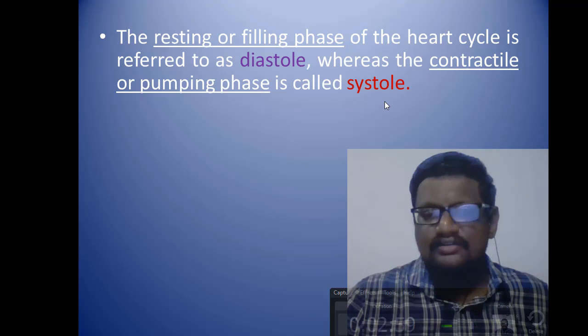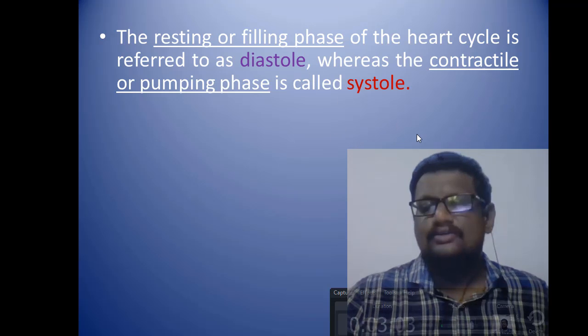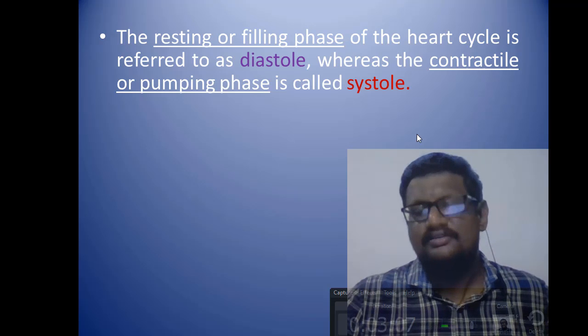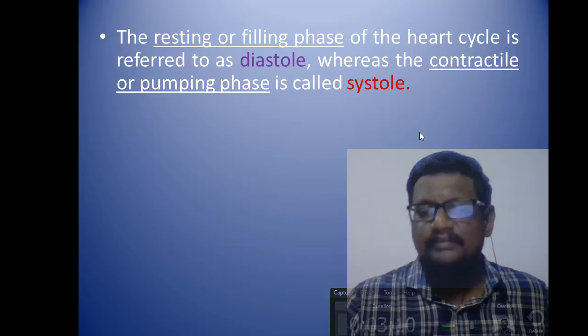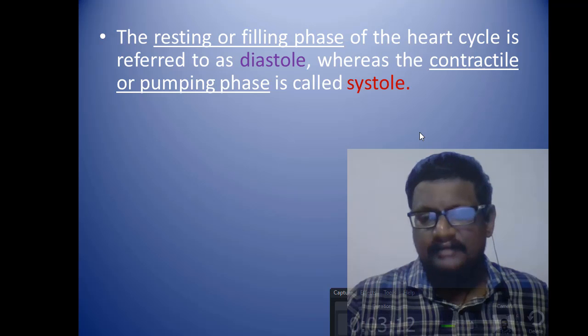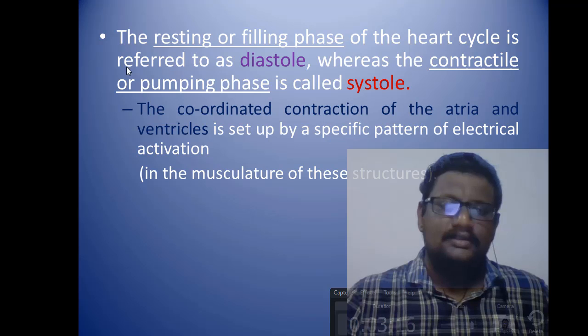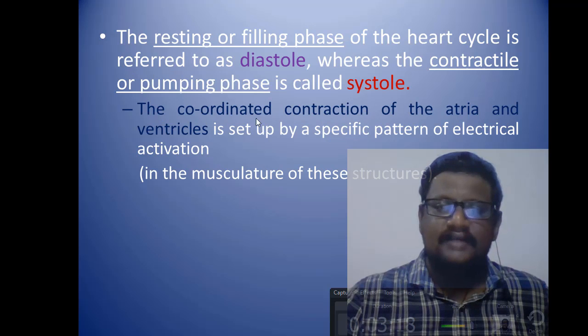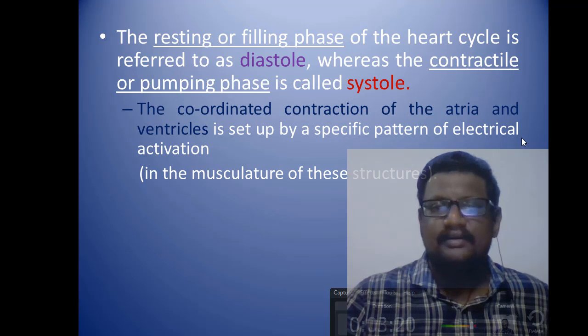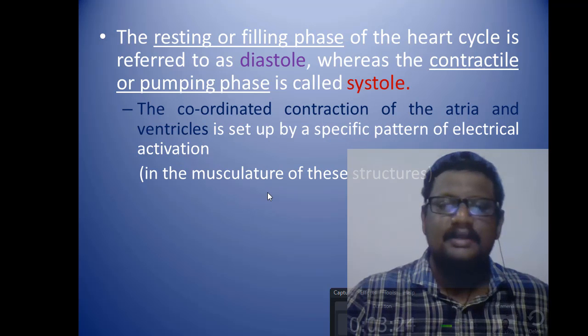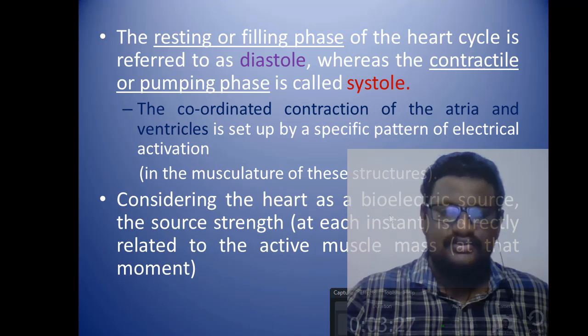So alternating phases of systole and diastole happen in atria and ventricles alternately, so that there is a synchronous waveform that is produced. This synchrony should not be disturbed. That is, when the atria is filling up, the ventricles will contract. When the ventricle is filling up, the atria should contract. This coordinated contraction of the atria and ventricles is set up by a specific pattern of electrical activation. This specific activation is given by the musculature of these structures.